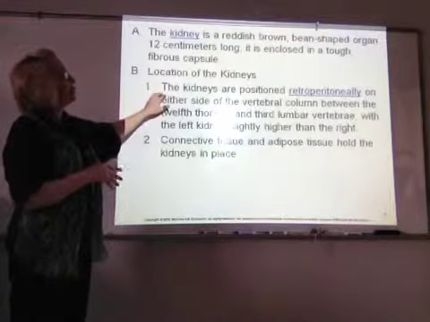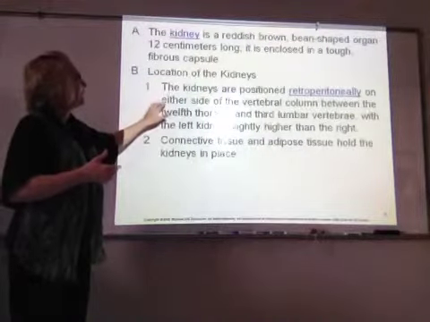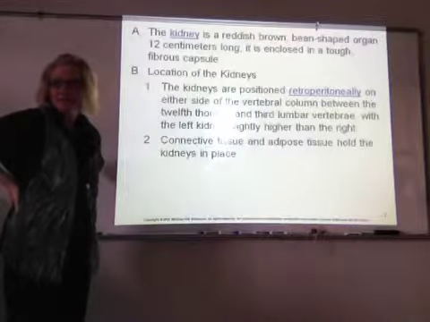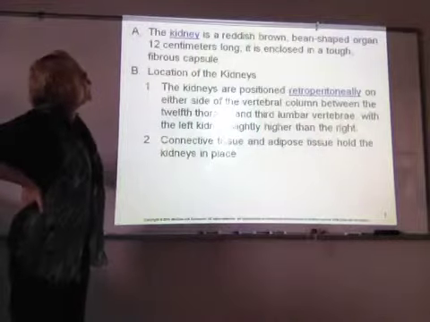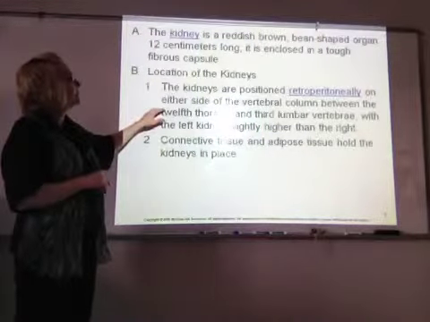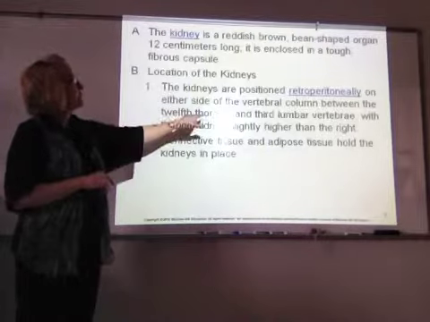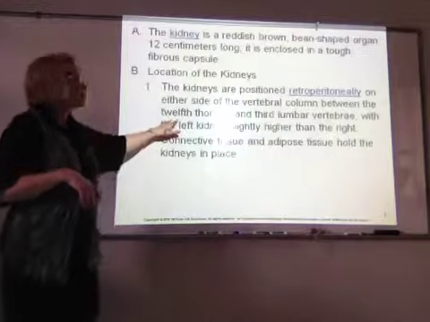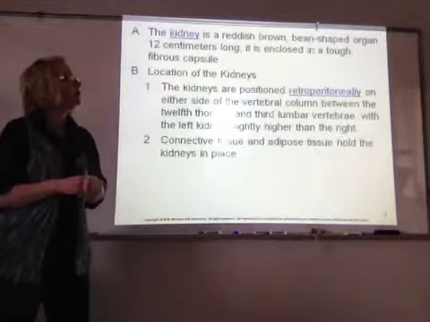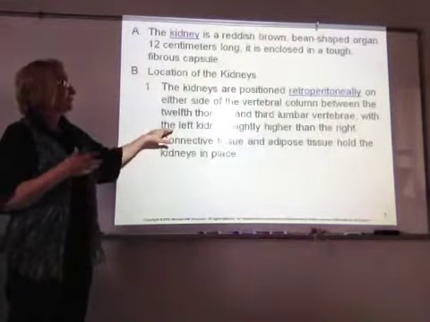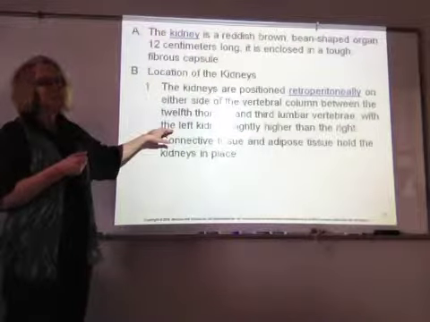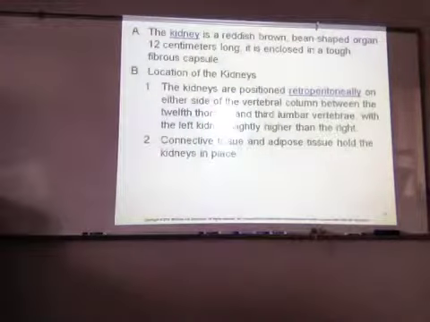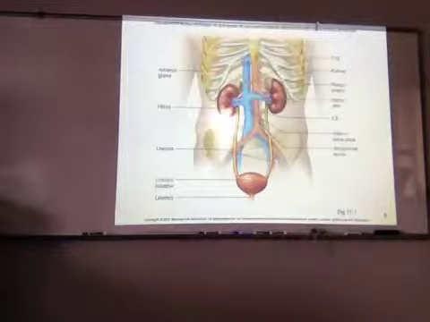Location, it's called retroperitoneal, on either side of the vertebral column. So basically it's kind of in your lower back area. And when we look at the diagram, we'll talk more about it. Between the 12th thoracic vertebra, so T12 is what you'll see on the picture, and the 3rd lumbar, so L3, with the left kidney typically sitting a little bit higher than your right kidney. Connective tissue and adipose tissue then help to hold the kidneys in place.